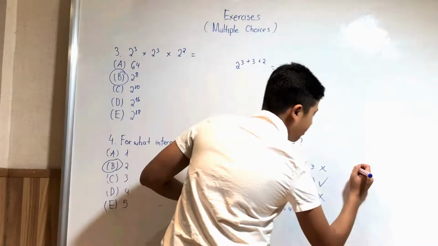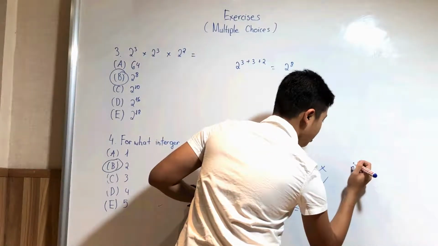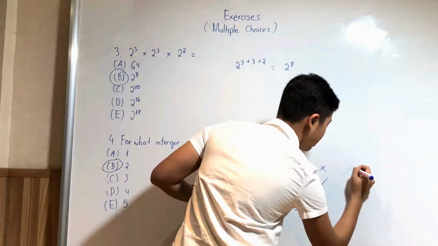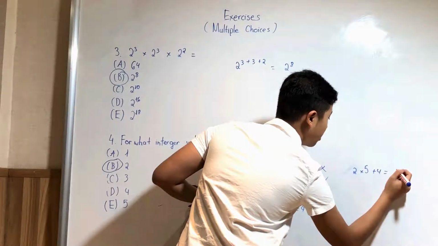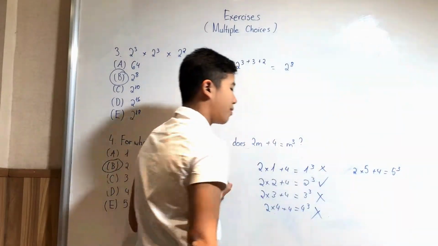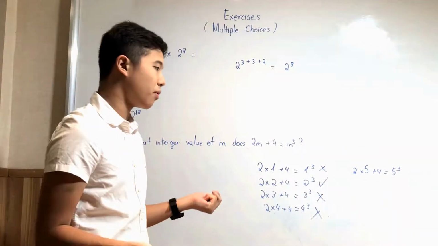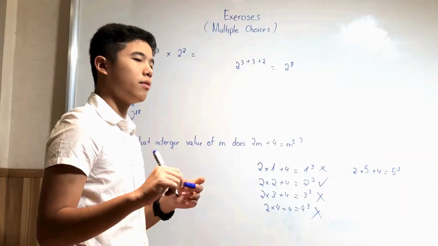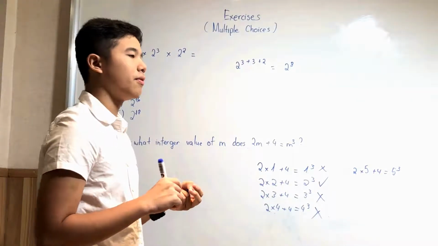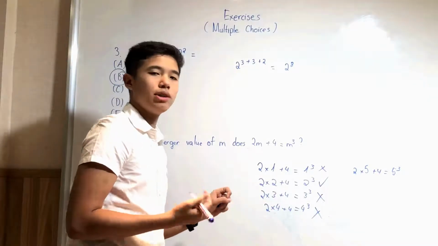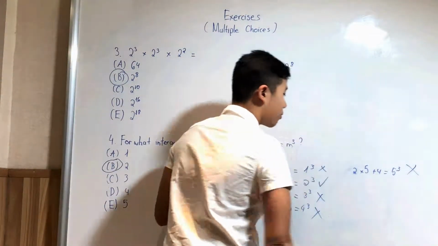And we're gonna do 5 also. 2 times 5 plus 4 equals 5 to the power of 3. 2 times 5 is 10. 10 plus 4 is 14. 5 to the power of 3 is 5 times 5 is 25, 25 times 5 is 125. So this is also wrong.